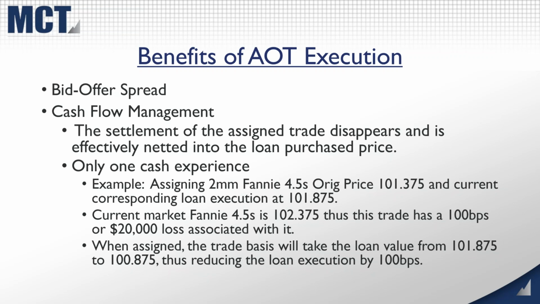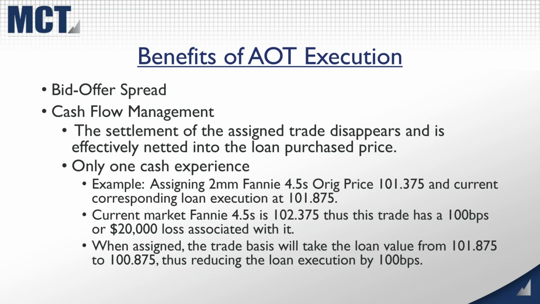When we assign the trade, it's just going to take the loan value and drop it correspondingly in a linear fashion down to par, par and 7/8. So that's going to reduce your loan execution accordingly by 100 basis points. The key here, for everyone not familiar with an assignment of trade, is that the $20,000 loss does not go away. The $20,000 loss is wrapped in and incorporated into the price of the loans that are being delivered and purchased by the investor, by the aggregator.